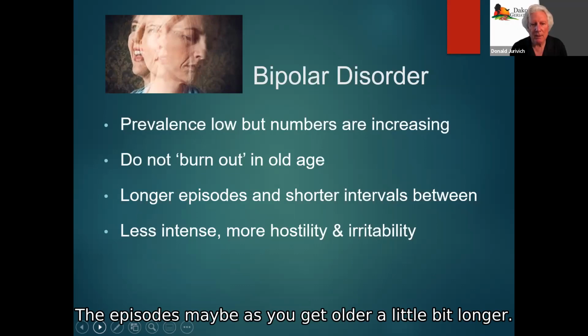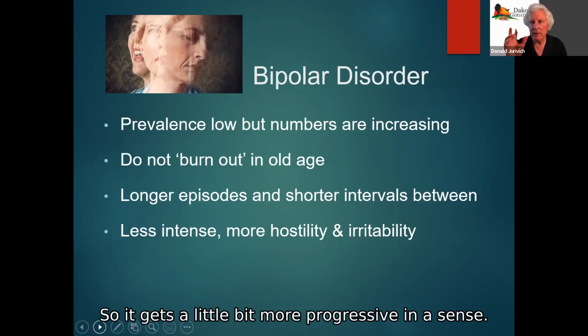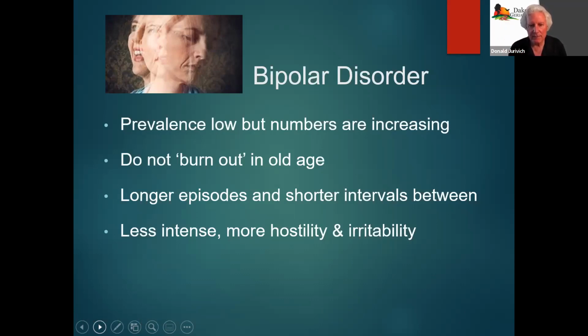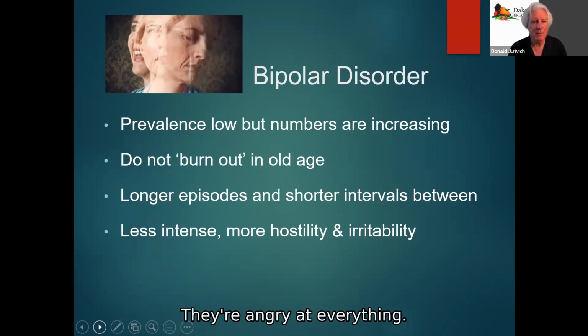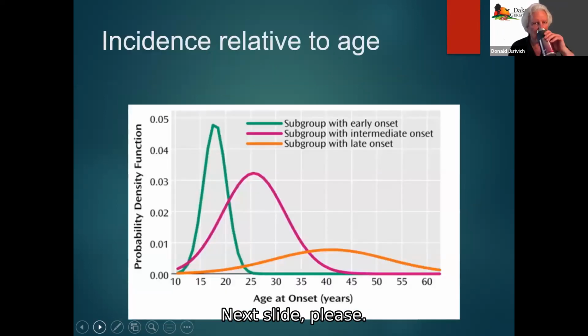And the episodes may be, as you get older, a little bit longer, and so it gets a little bit more progressive in a sense. And there may be more angriness, if you will, and hostility and irritability. So if you get somebody that's just kind of real cranky old men, that's something to think about in terms of whether it's a bipolar disorder or not. They're angry at everything. Next slide, please.